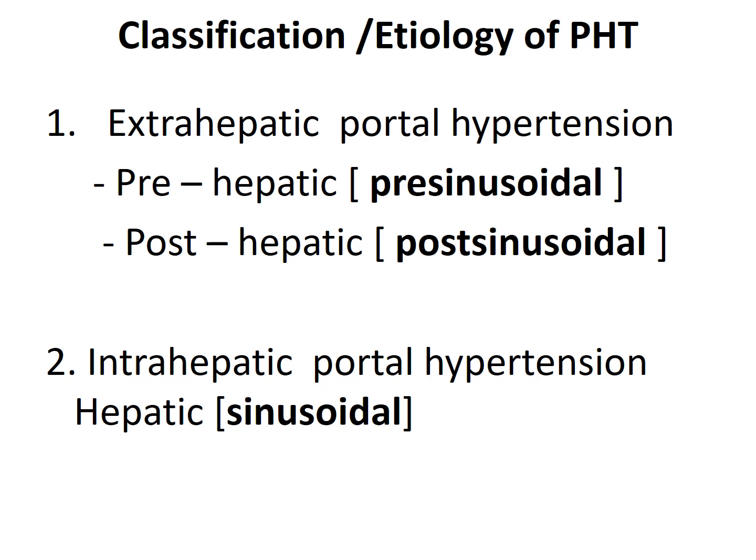Now come to classification and etiology of portal hypertension. There are 2 broad classifications. One is extrahepatic, another is intrahepatic. Extrahepatic portal hypertension is again divided into 2: prehepatic, known as presinusoidal, and posthepatic, known as postsinusoidal. And intrahepatic portal hypertension is due to hepatic causes and is also known as sinusoidal portal hypertension.